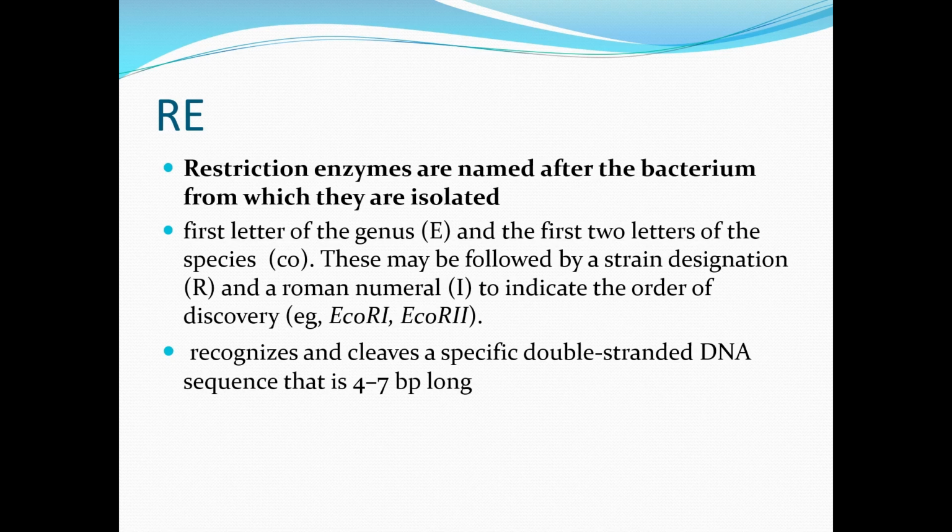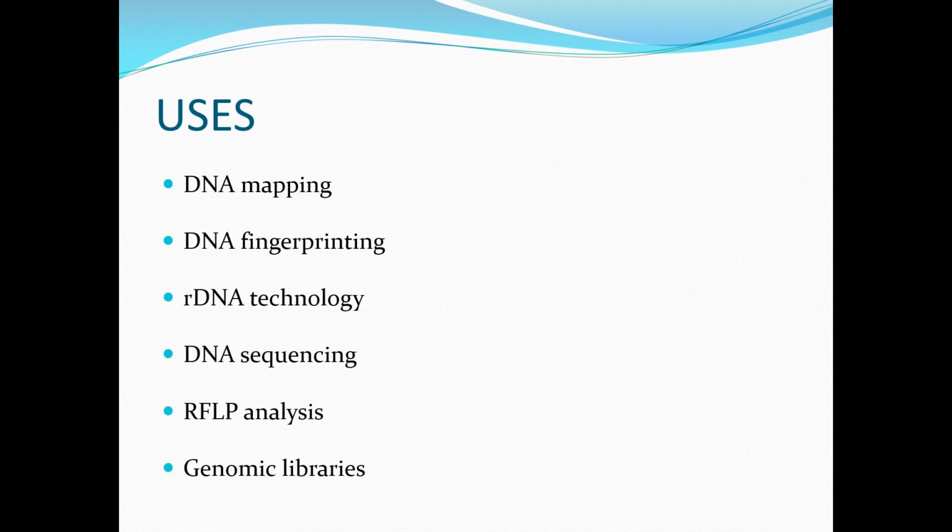So I have already discussed how these are named: the first letter from the genus, the next two letters from the species. This is followed by the strain, and that is followed by Roman numerals that indicate the order of discovery. Mostly the restriction endonuclease enzymes recognize a double-stranded DNA sequence that is nearly 4 to 7 base pairs long.